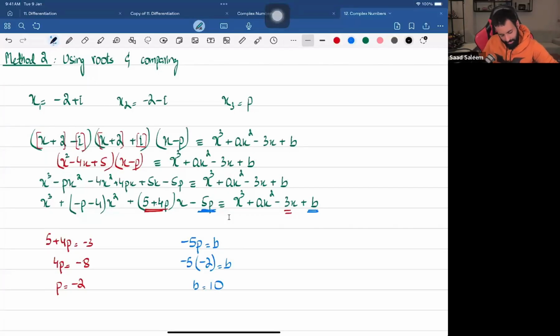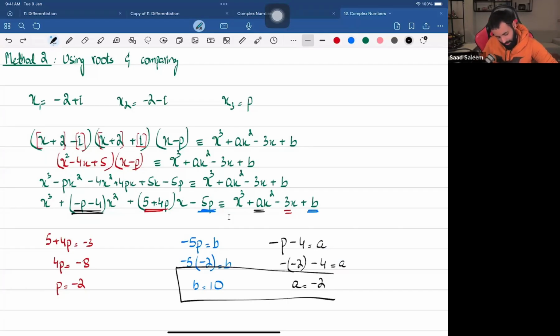And last but not the least, we also want the value of a, which is equal to minus p minus 4. So minus p minus 4 is equal to a, which means minus 2 minus 4 is equal to a. So that's going to be minus 6. So here's the value of a, same as the one that we got before. And here's the value of b, once again, same as the one that we got earlier.